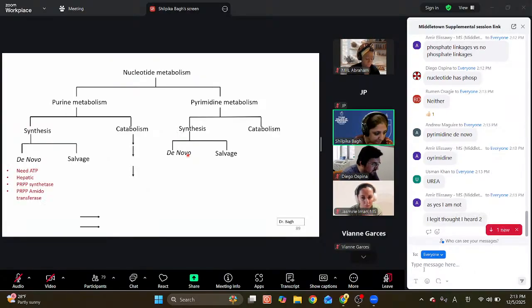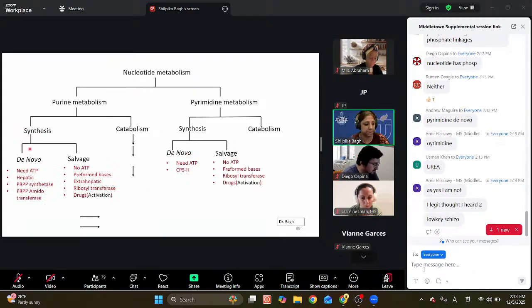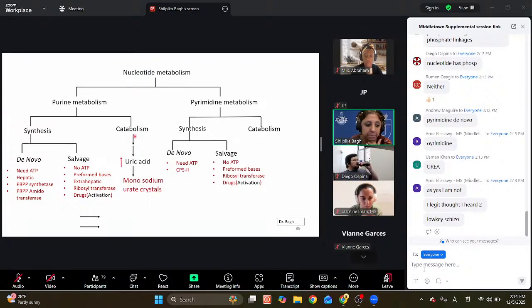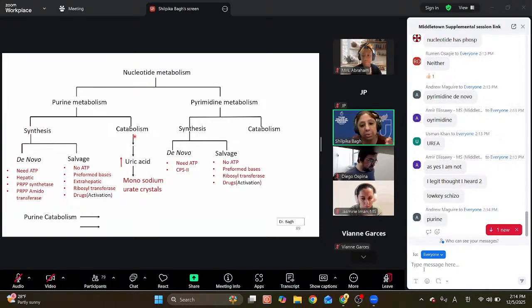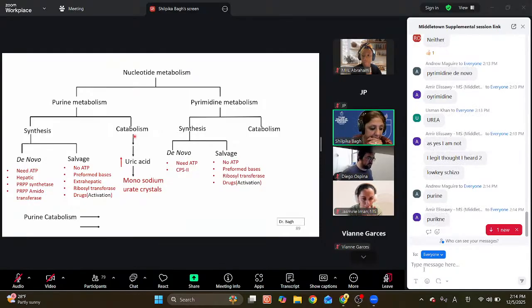Okay. So compare and contrast de novo purine versus pyrimidine. But I've told you, first do catabolism and then do salvage. Why? Because catabolism releases the bases that are used for salvage. So which catabolic product is uric acid, purine or pyrimidine? You got to put the right intermediate in the right pathway.